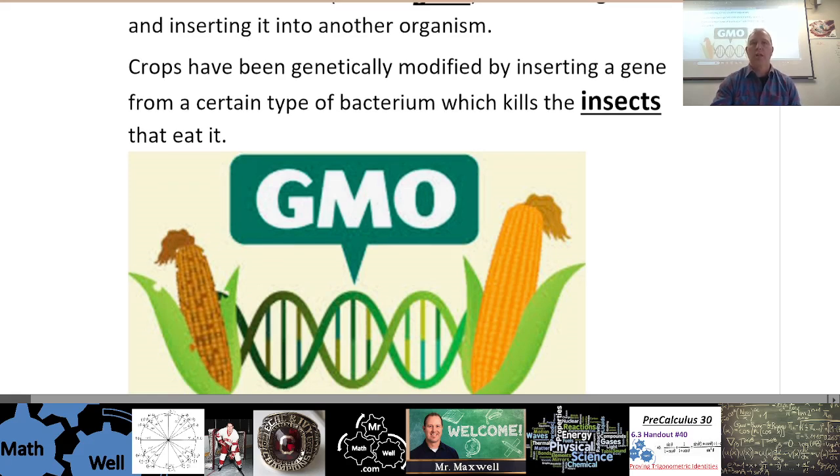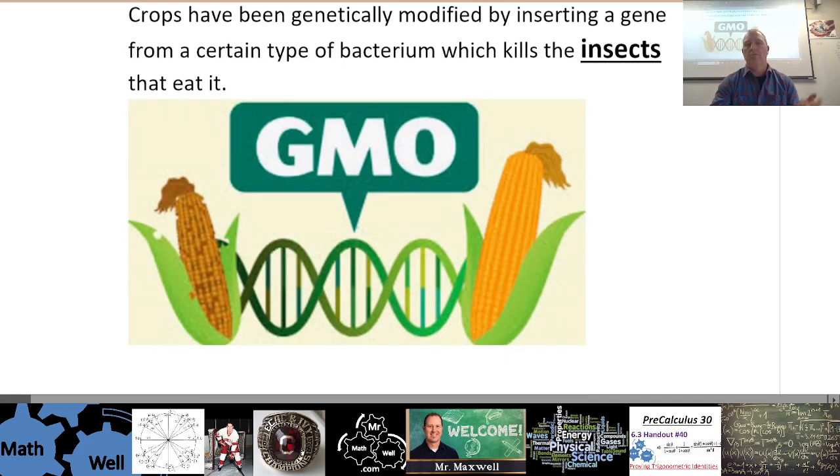So crops have been genetically modified by inserting a gene from a certain type of bacteria, which kills the insects that eat it. This is just a generic GMO image I got from the internet, but you can genetically modify a plant that maybe doesn't do well in the environment because of bugs or because of lack of nutrients, whatever. If you modify it, it can come out quite differently.